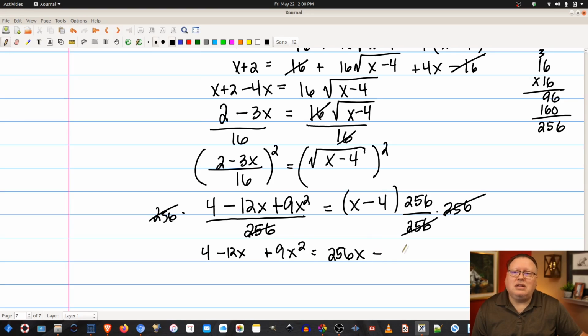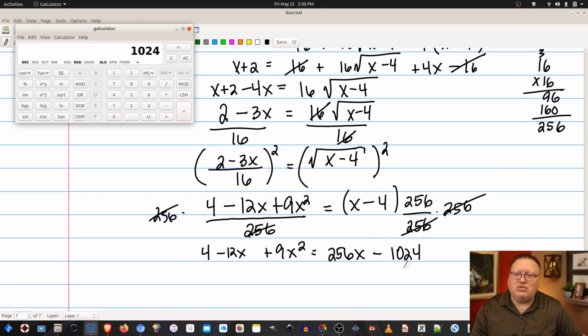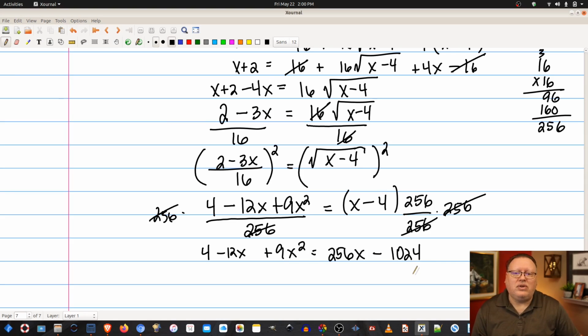So minus 1,024. I think that was right. Yes. Okay. Now, because it's a quadratic equation, we have to move everything to one side, set it equal to 0. So this 256 is coming to the left. The negative 1024 is coming to the left.